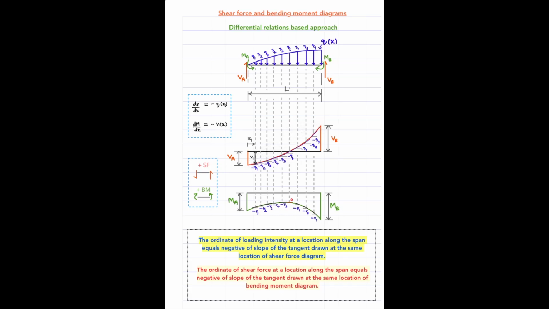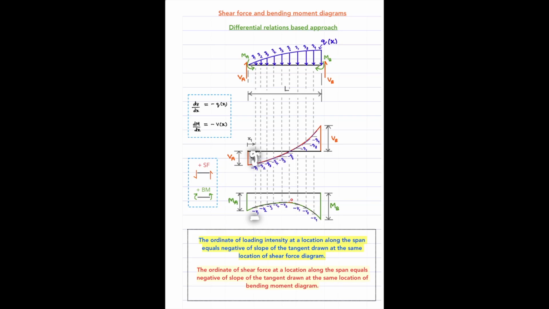So in the same manner, one can also approach this bending moment diagram here. Again, this variation is dictated by this particular expression dM/dx equal to minus V of x, which means the slope of tangent at a particular point in the bending moment diagram is equal to the negative of what? The negative of the ordinate of the shear force diagram at the same location, right? So for instance, if I take the same location, at a distance x1 from the left end, if I draw a tangent here and measure the slope, what should it be? It should be equal to minus V1.